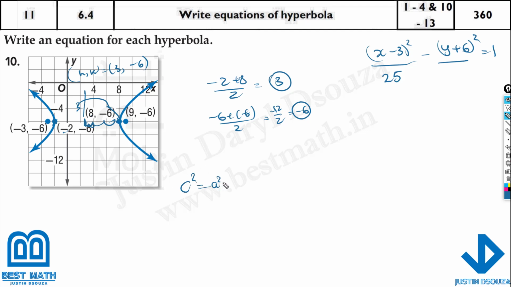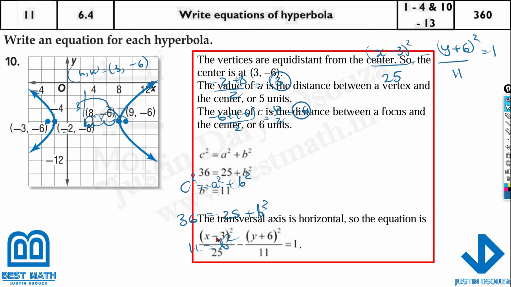It's c squared equals a squared plus b squared, isn't it? What is the c value? From here, it's 3 to 9. It's 6, isn't it? You can count it. 1, 2, 3, 4, 5, 6. So 6 squared is 36 equals 25 plus b squared. Now this goes to the other side. It will be 36 minus 25. It's 11 equals b squared. So the answer will be divided by 11. That's the standard form. (x minus 3) the whole squared by 25 minus, this is minus. If it was plus, it's an ellipse. (y plus 6) the whole square by 11 equals 1.